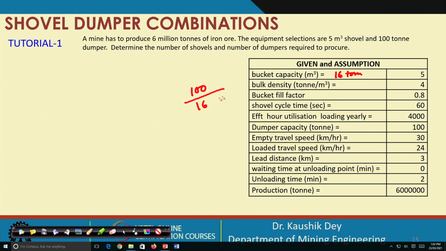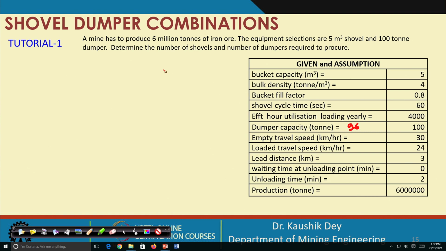So, if we are dividing with this, we will get 6 point something, but if we provide the 7, then it will become 112, that is the overloading condition. So, 6 into 6, 96 ton. So, we can allow the 6 buckets in one dumper, and that means the dumper is basically carrying 96 ton on an average basis. 96 ton is basically the capacity of the dumper. So, now dumper capacity is reduced to 96 ton and dumper is taking 6 passes.